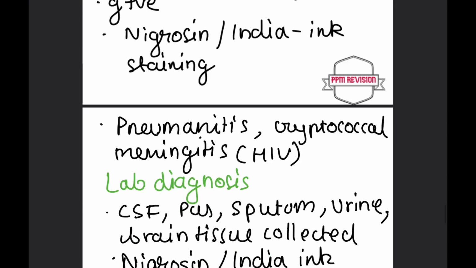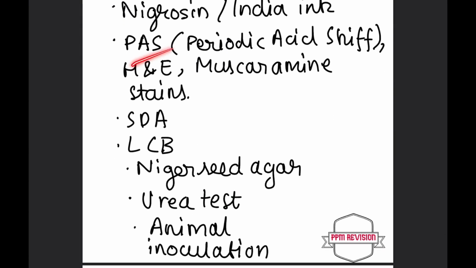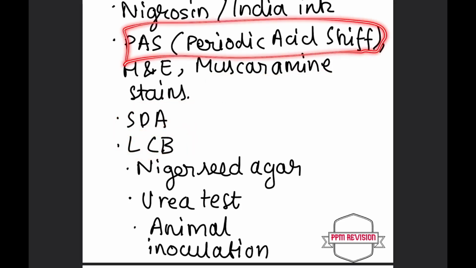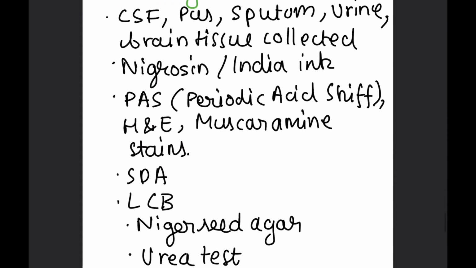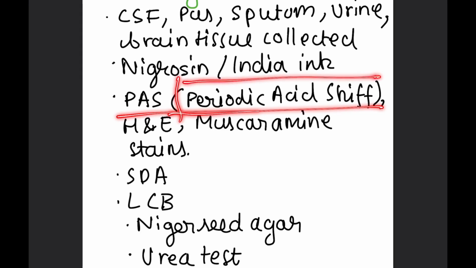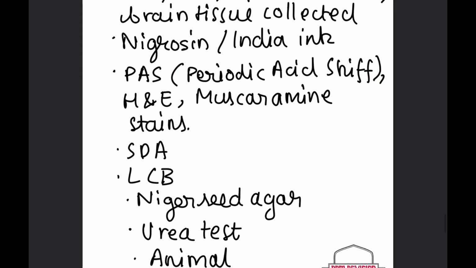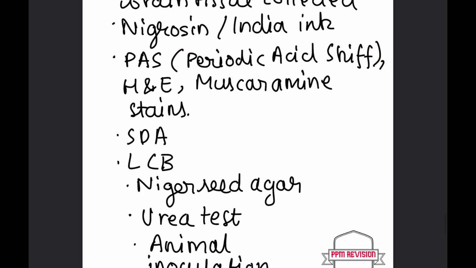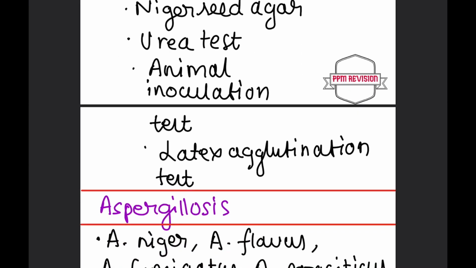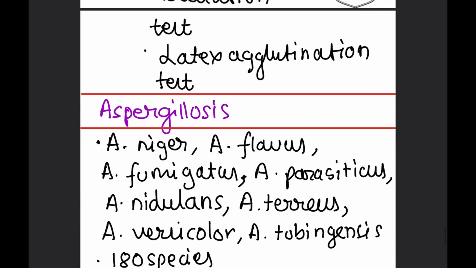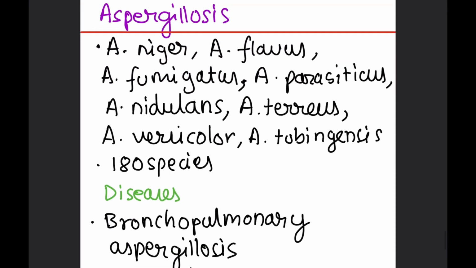Okay, that is cryptococcus. As mentioned earlier, PAS, HNE, mucicarmine stains, SDA, LCB. You can just rewind and see. PAS stain, I used it a few times. It's nothing but periodic acid Schiff stain. And then there is animal inoculation test, latex agglutination test, and then last we'll be seeing aspergillosis.